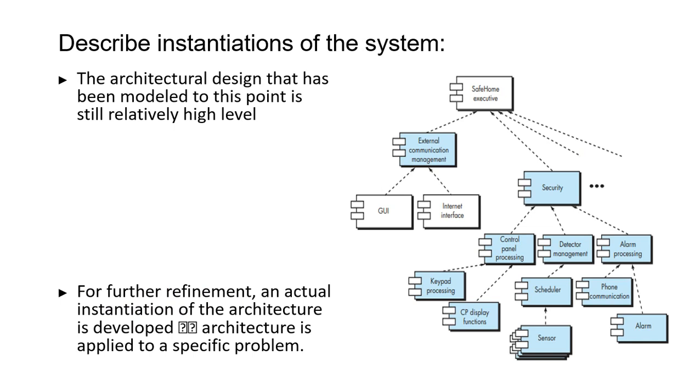Now the installation, how the installation has been done. The architecture design that has been modeled to this point is still relatively high level. External communication has two things, the GUI and the internet interface. The security function has a control panel, detector management, and alarm processing, and alarm processing will have the phone communication alarm. Detector management will have the scheduler and the sensor, and the control panel will have keypad processing and display functions. This diagram clearly explains how the SafeHome function execution process will be done.